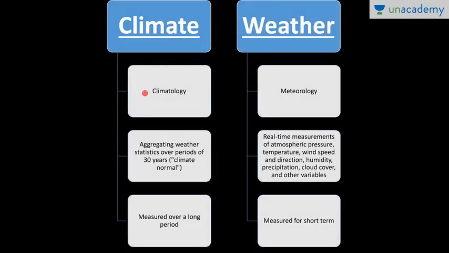Now, the study of climate is known as climatology. The study of weather is known as meteorology. Climate is aggregate weather statistics over a 30-year period, and weather is the real-time measurement that we've already done. One is measured over a long period and the other over a short term.